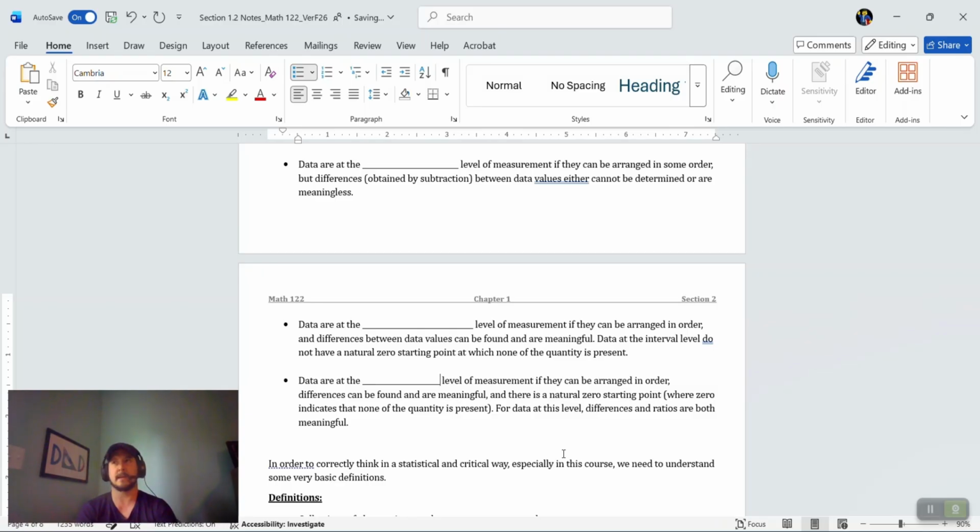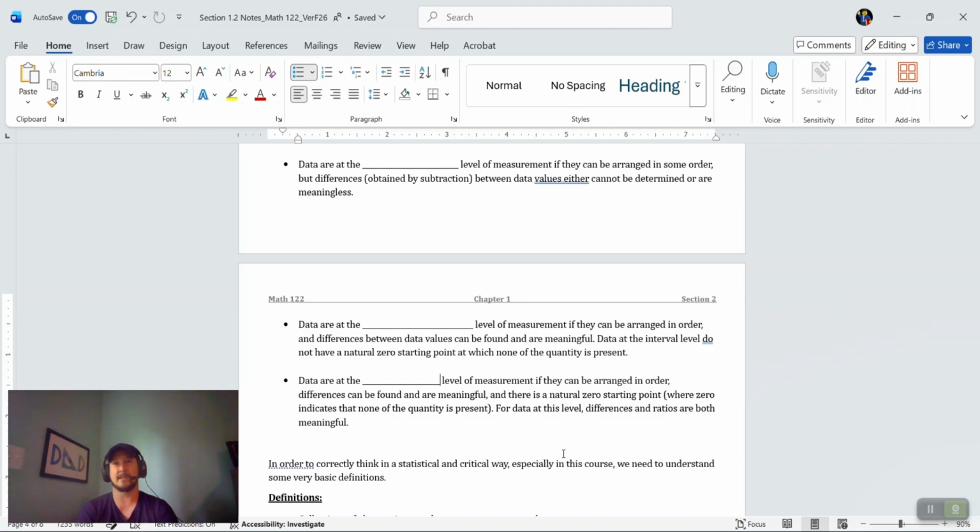So let's say that you're completing a test for a stats class, then it's likely that somebody could finish after you or before you. Not everybody finishes a test at the exact same time. And of course, you could find the difference between your time and one of your fellow peers' times, and it would have some context to it. But also, there's a natural zero for this.